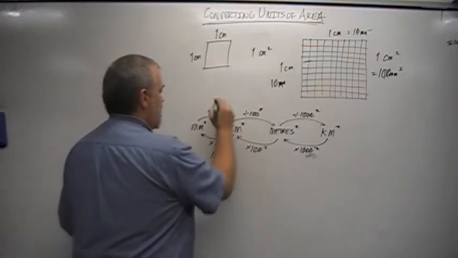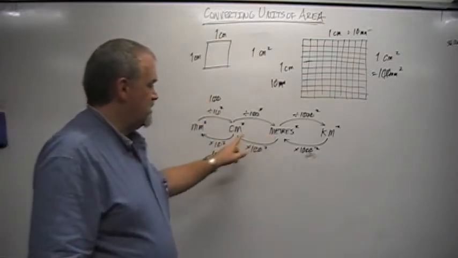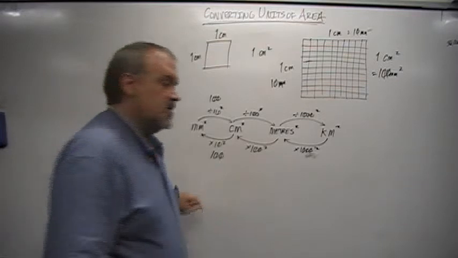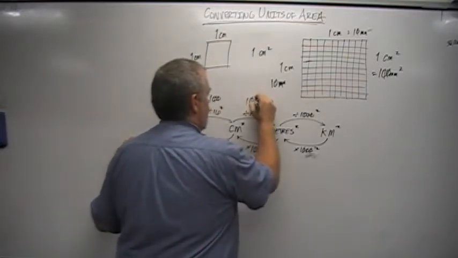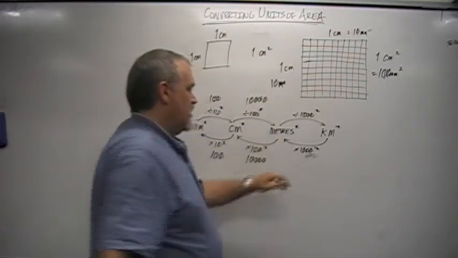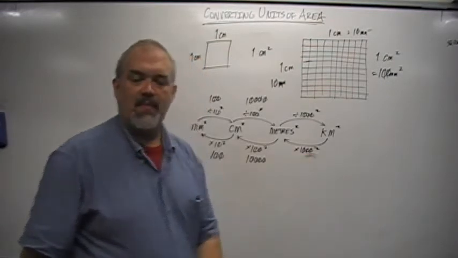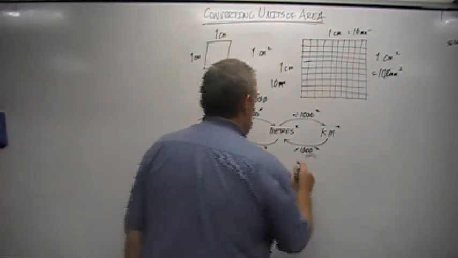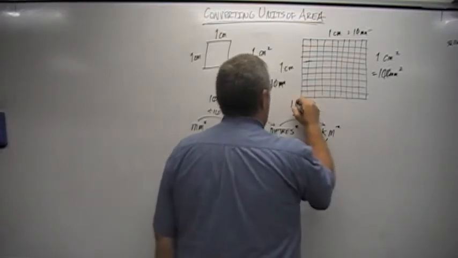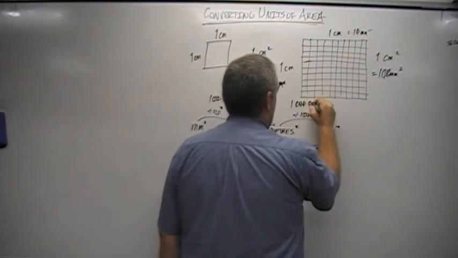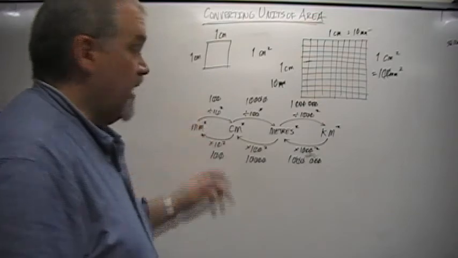If we're going from millimeters to centimeters, we divide by 100. When we go from meters to centimeters, 100 squared is 10,000. And when going from kilometers to meters, we don't multiply by 1,000, we multiply by 1,000 squared, which is 1 million. And that is converting units of area.